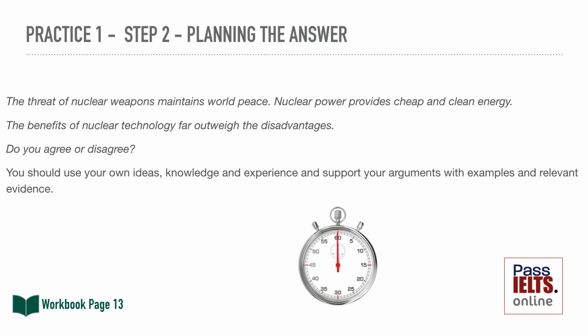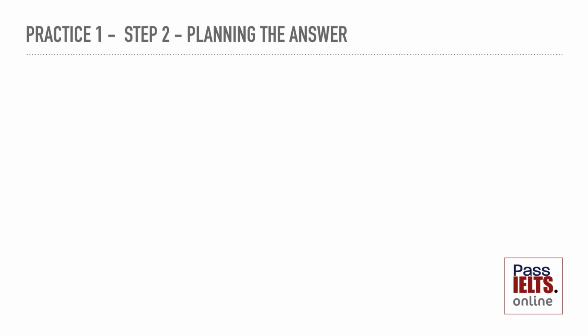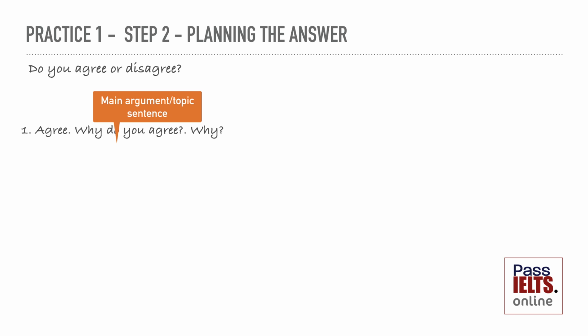Okay, your time is up. Now we're going to have a look at a few examples of how you could plan your answer. First of all, you need to ask yourself, do you agree or disagree? Again, as in the first example we looked at, let's say that you agree. Then you need to say, why do you agree? And that will give you your main argument. And then why is that your main argument will give you your supporting argument.